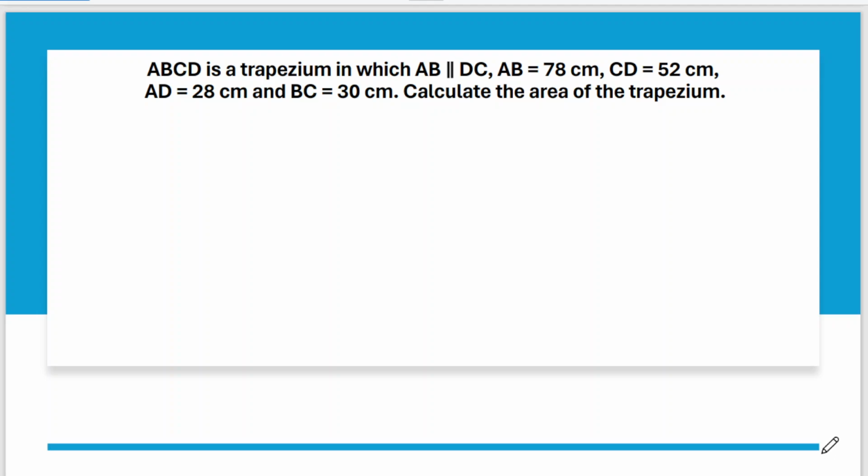ABCD is a trapezium in which AB is parallel to DC and AB is given as 78 centimeter, CD equal to 52 centimeter, AD equal to 28 centimeter, BC equal to 30 centimeter. Calculate the area of the trapezium. Okay, so how we can do that? So let us first draw the diagram of this question.